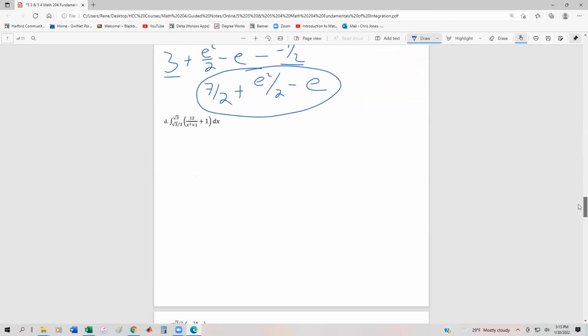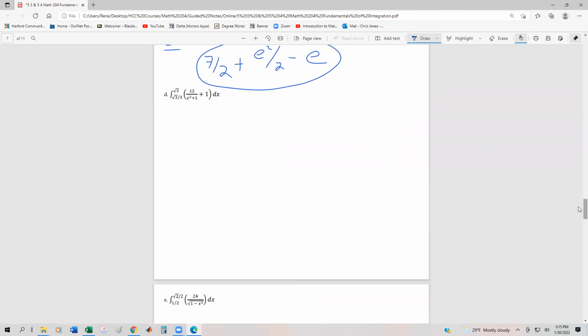Now, 2 more examples. I purposefully did these because these involve inverse trigonometric functions. And from my experience, a lot of times students struggle with being able to evaluate precise values of these inverse trig functions. So going back up, we have 12 over x squared plus 1.